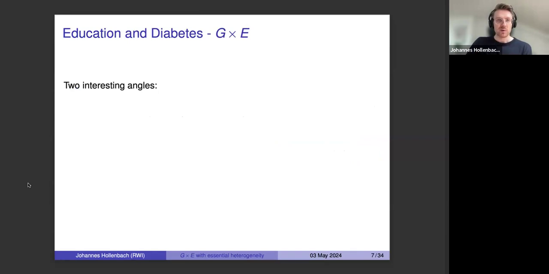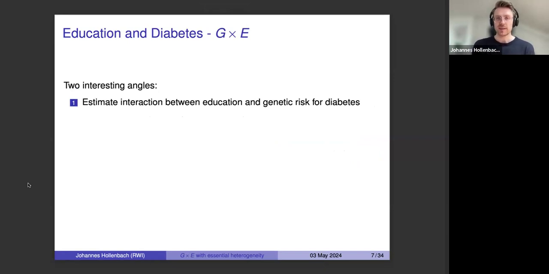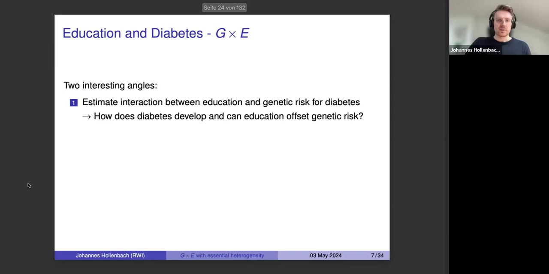I want to move on to something more interesting, which is education and diabetes in a G by E setting. The way we see it is that there are 2 interesting angles one could follow. First one would be to estimate an interaction between education and the genetic risk for diabetes. Sort of the classical thing where you choose the polygenic score according to your outcome. And what this does for you, it could potentially tell you about how diabetes develops and how education could maybe be used to offset some of the genetic risk associated with type 2 diabetes.